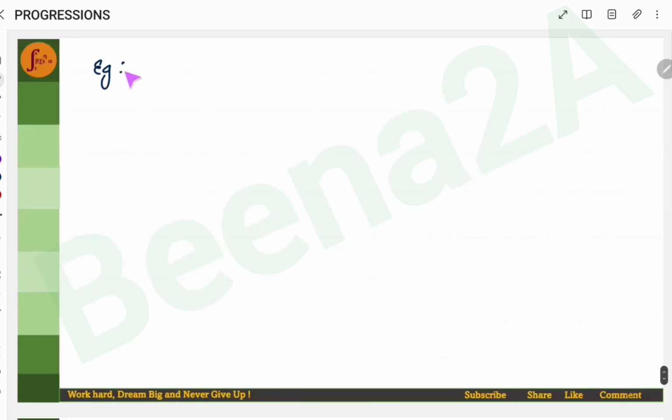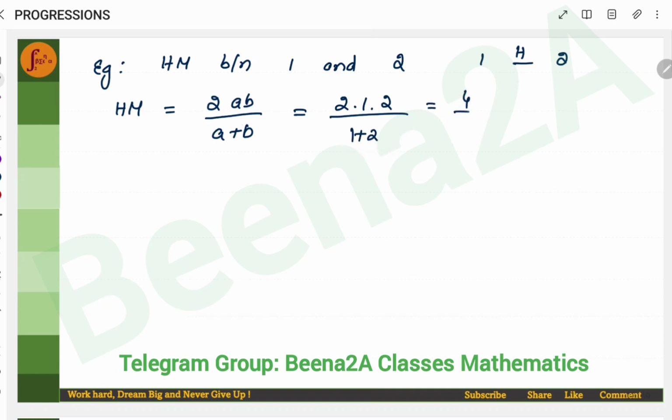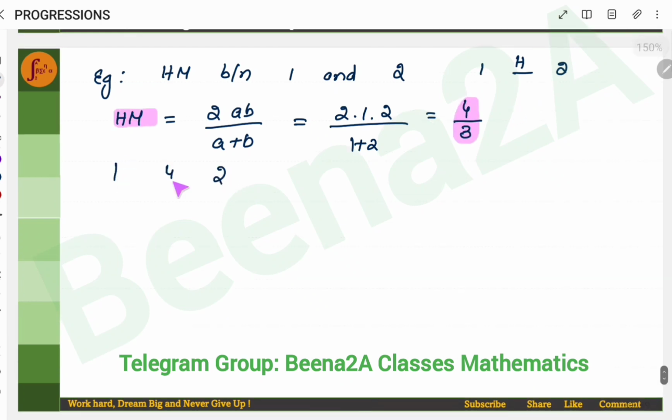Now let's take an example. Say you want to find the harmonic mean between 1 and 2. That is, you have 1, you have 2, you need to find the harmonic mean. What's the formula for harmonic mean? It is nothing but 2ab/(a + b). Instead of a, we have 1. Instead of b, we have 2. a + b is 1 + 2. So we get 4/3. So between 1 and 2, you have 4/3. This 4/3 becomes the harmonic mean.